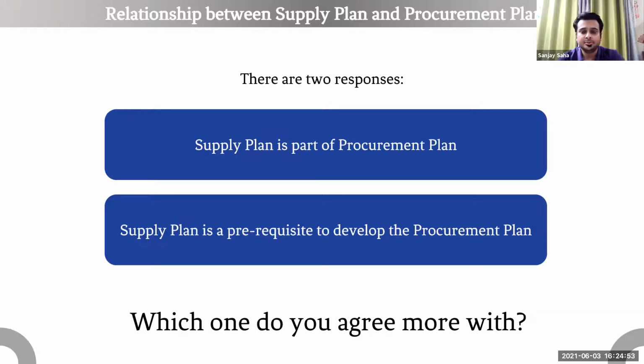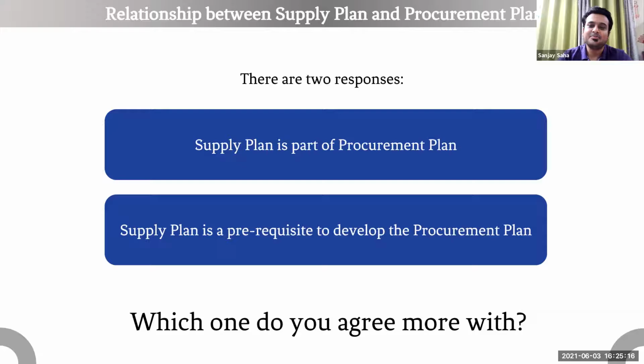So 71%, that is about 10 people, think that a supply plan is a prerequisite to develop a procurement plan, while 4 of them think supply plan is a part of procurement plan. Okay. Now, it was a trick question actually, because both options are correct.